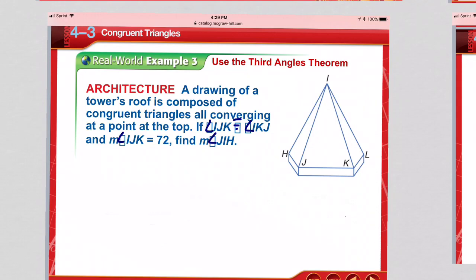So, angle I to J to K would be this angle here, is congruent to I to K to J. So it's congruent to that angle there. And I know IJK is 72. It wants the measure of JIH. So we're now looking for this angle out here, JIH.